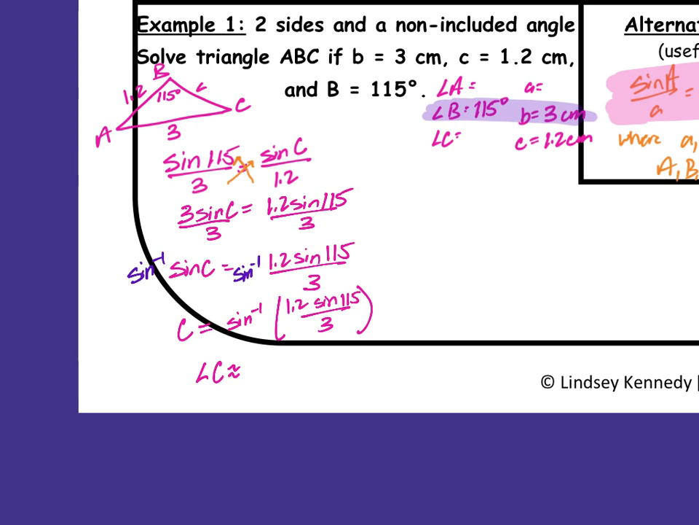Okay, so I said it was 21.3 degrees. So now I can find angle A because I have 2 of the 3 angles. For angle A, I'm going to say 180 minus 115 minus 21.3 is going to equal angle A. I need to get my calculator out here. 180 minus 115 minus 21.3 is 43.7. So angle A is 43.7 degrees.